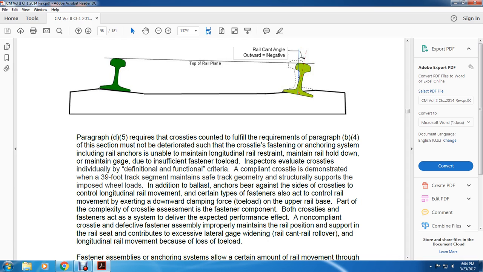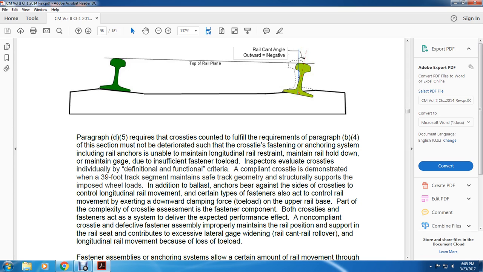Paragraph D5 requires that the cross tie meet the full requirements of paragraph B4 of the section, and must not be deteriorated such that the cross tie fastening anchor system, including the rail anchors, is unable to maintain longitudinal restraint, maintain the rail hold down, and maintain the gauge due to the inches of fastener and toe load. Inspectors evaluate the cross tie's individual functional criteria of compliance, as demonstrated within a 39-foot track segment, which maintains safety of the track geometry and structural support for the imposed wheel loads.